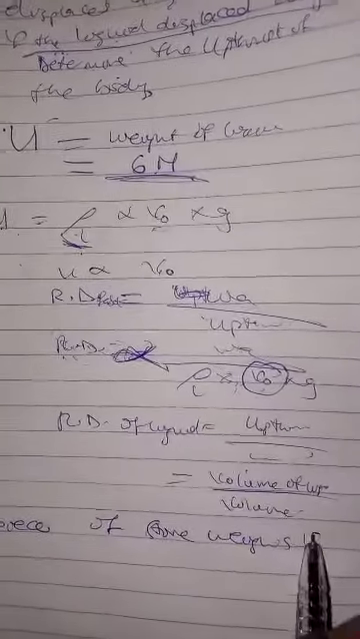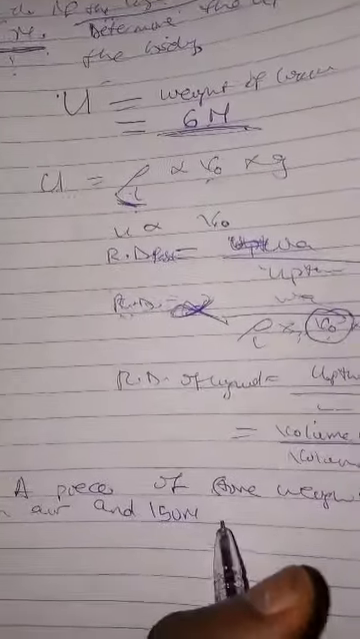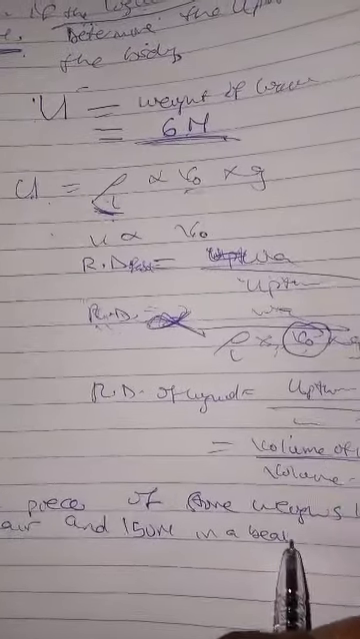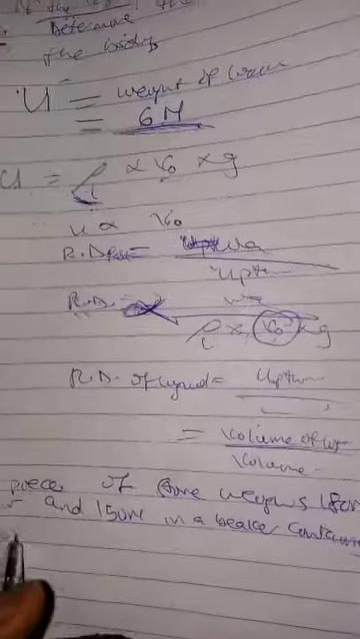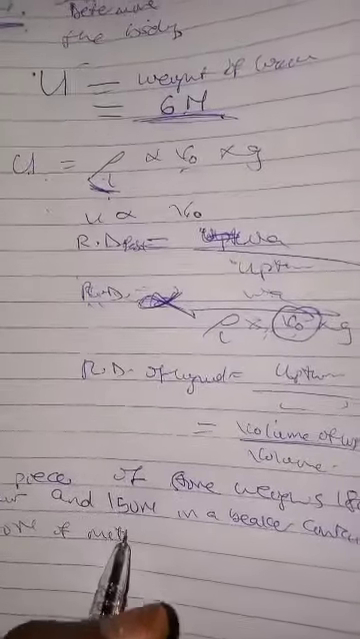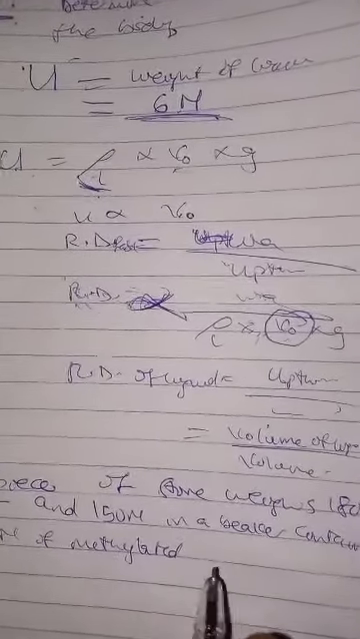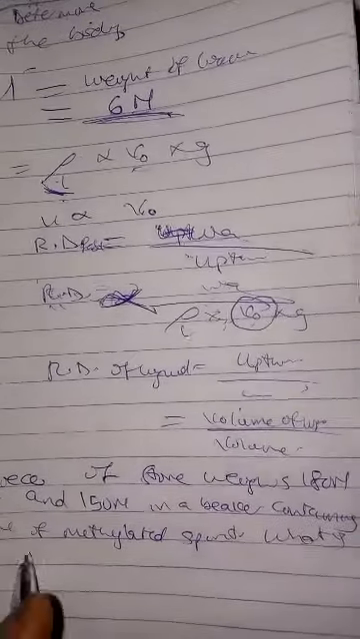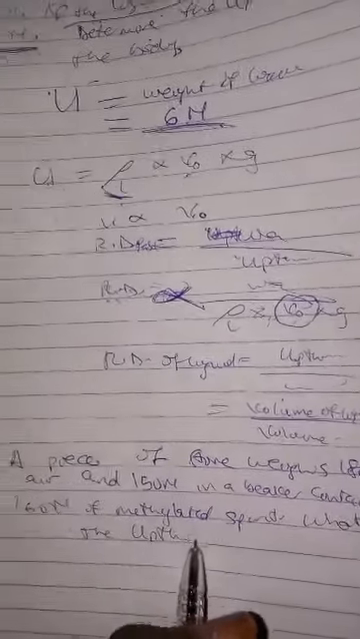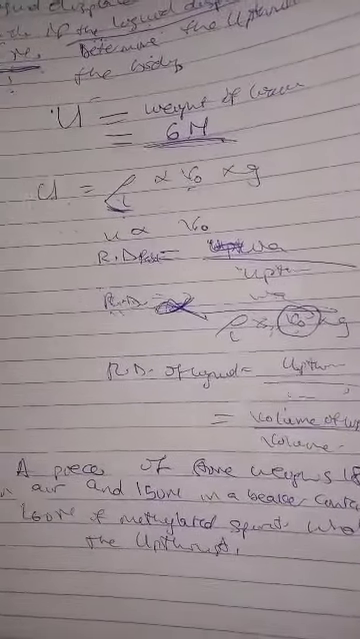Just be careful. A piece of stone weighs 180 Newton in air and 150 Newton in a beaker containing 160 Newton of methylated spirit. What is the upthrust? This is a perfect question. It's very simple, but many people will fail it. Can you try it out first?